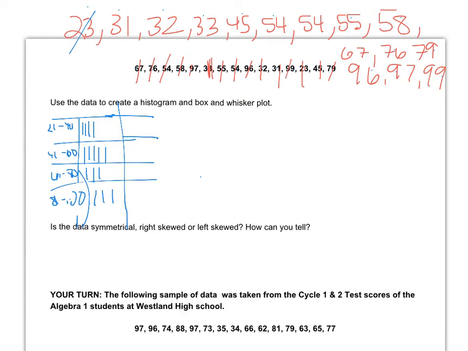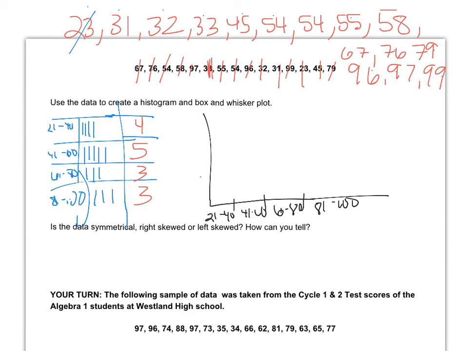So I'm constantly checking that I have all of my numbers. So now I'm going to put over here how many I have. So I have 4, 5, 3, and 3. Great. So let's make our histogram. So down here we have 21 to 40, 41 to 60, 61 to 80, and 81 to 100.